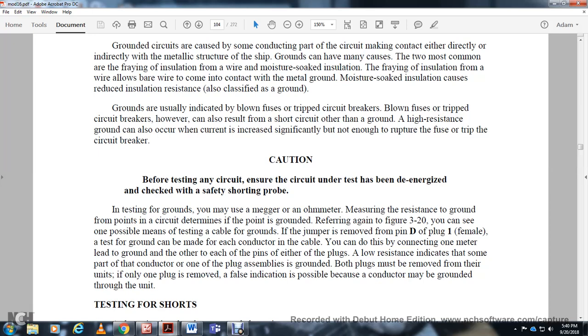If the jumper is removed from the pin D with the plug 1 female, the test of the ground can be made with each of the conductors from the cable. You can do this by connecting one meter lead with the ground other than each of the pins of the plug. The resistance indicates that some of the conductor, one of the plug assembly, is grounded. Both plugs must be removed from their units. If only one of the plugs is removed, the fault indication of this problem will be covered. The conductor may be grounded throughout the units.